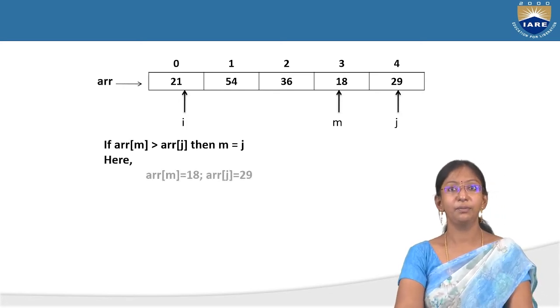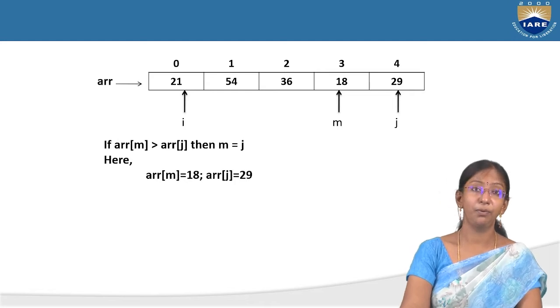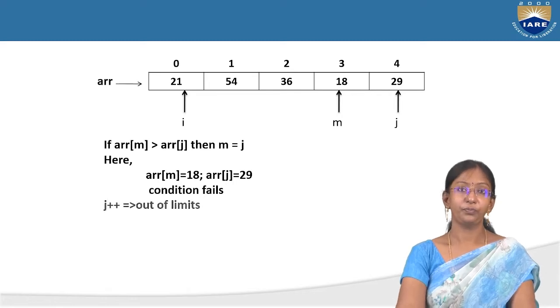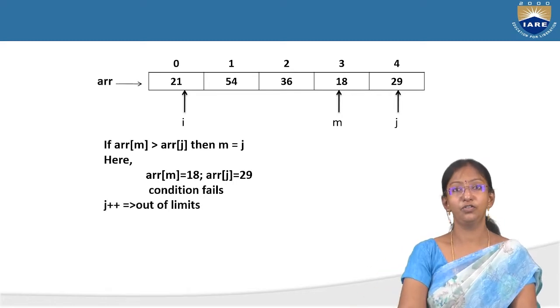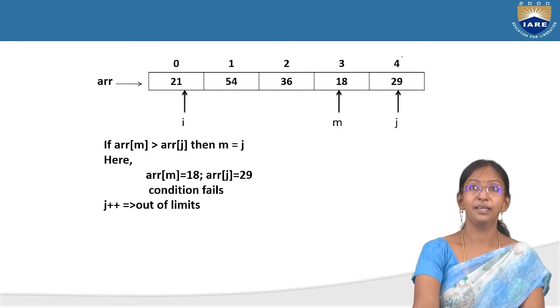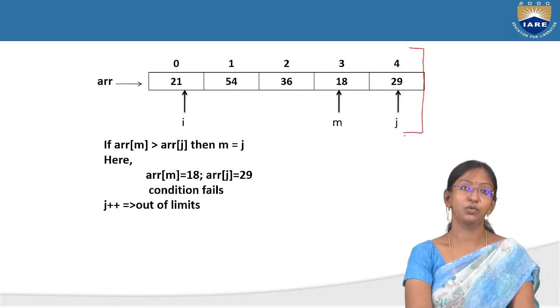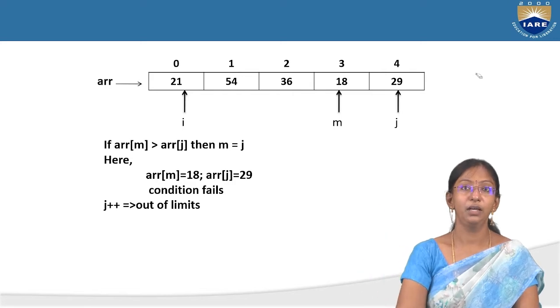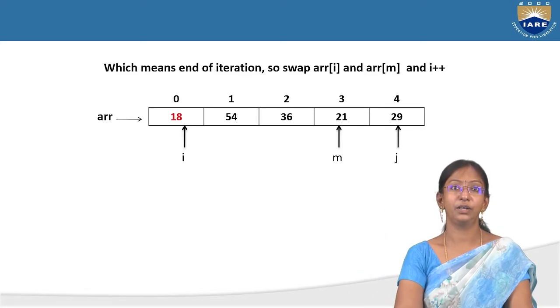Here the element pointed by m is 18 and the element pointed by j is 29. Is 18 greater than 29? The condition fails. And now increment j. If I increment j, it will go out of limits. Our boundary says that j can have a maximum index value of 4, which is broken now. So it is the end of the first iteration.